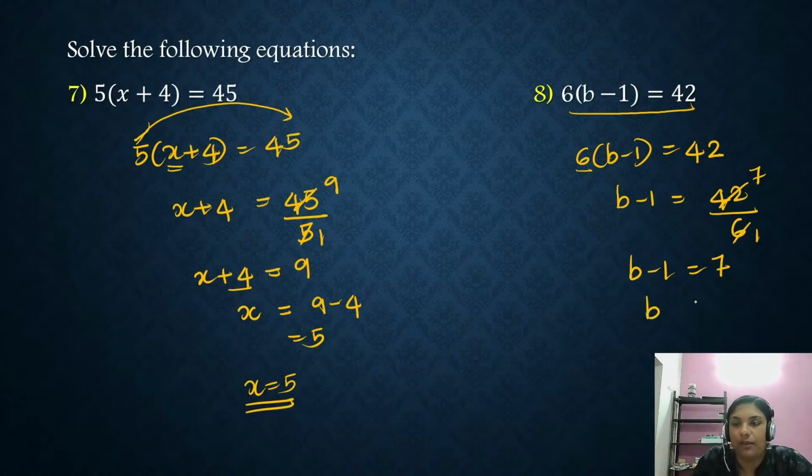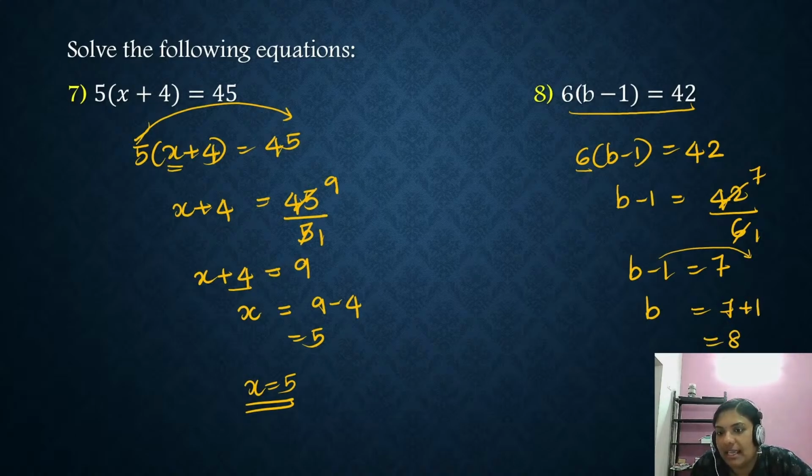We can find out the value of b. 7, the minus 1 will come over here, so it will become plus 1. So b is equal to 8 is the answer.